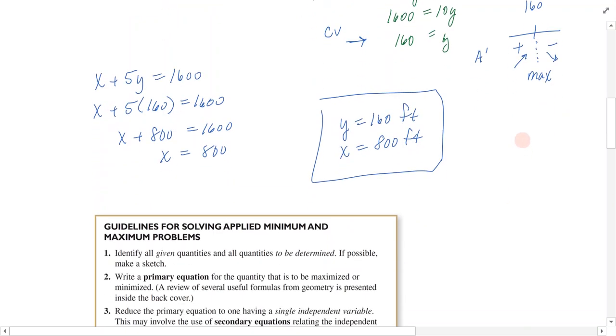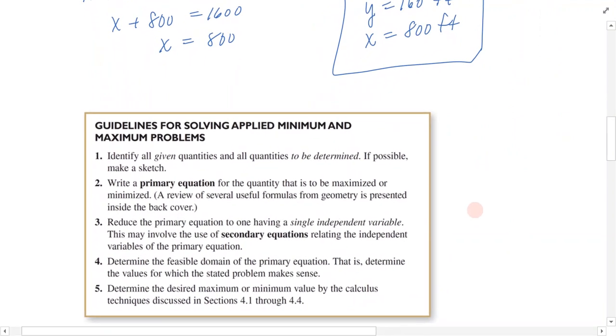So when we look at optimization problems, there is kind of a guideline that we're going to look at. We want to be able to identify all of those given quantities from within the problem, and if necessary, draw a sketch. Then once you have read through it and drawn a picture, you have to figure out what your primary equation is going to be. The primary equation is related to what you want to maximize or minimize. So in our case, we were maximizing area. So the equation related to area is length times width, or how we drew it, x times y.